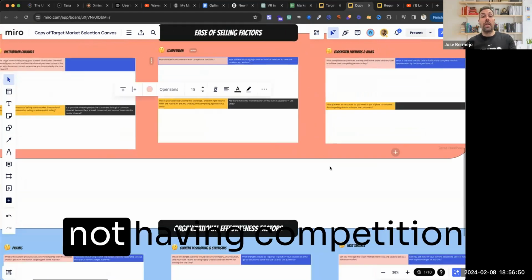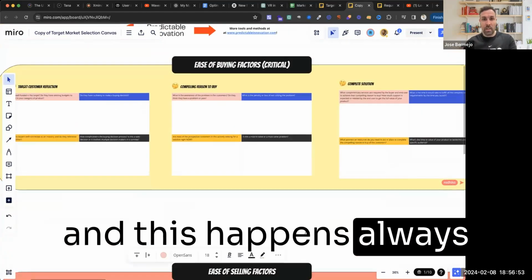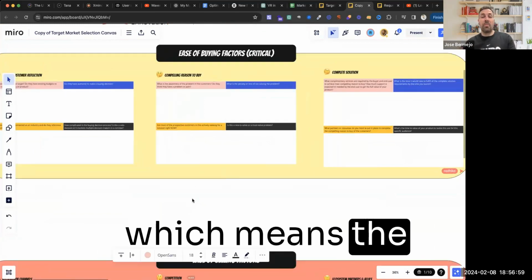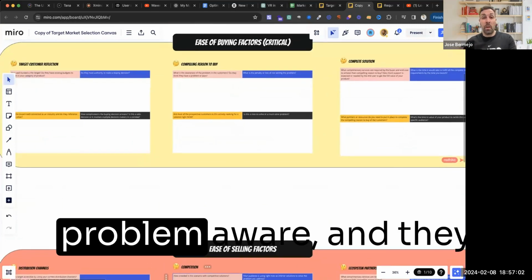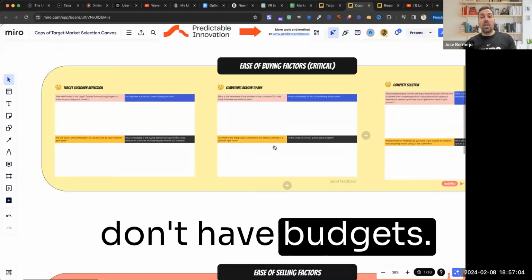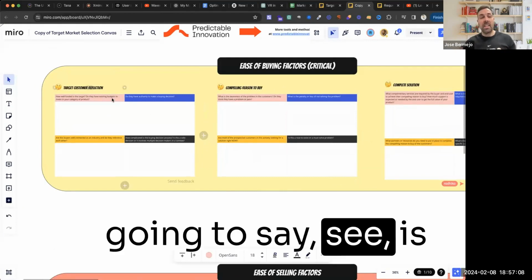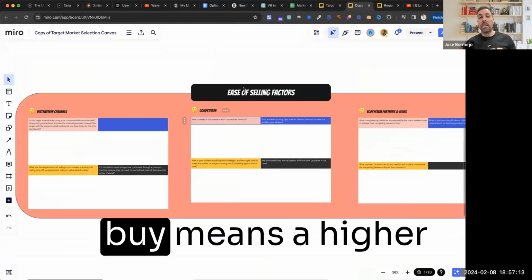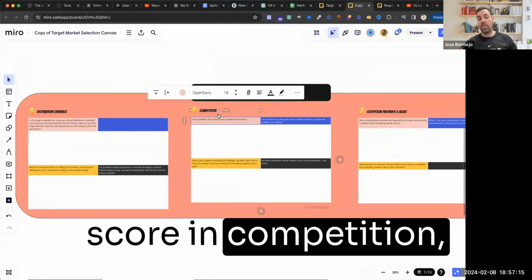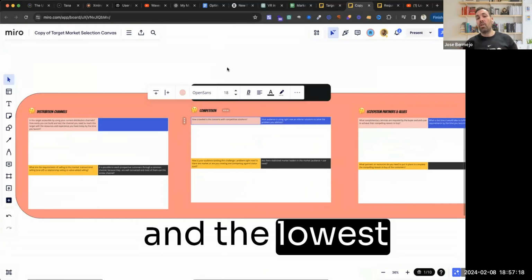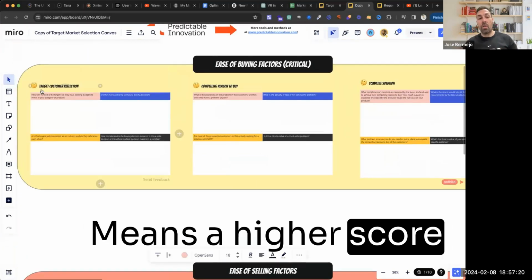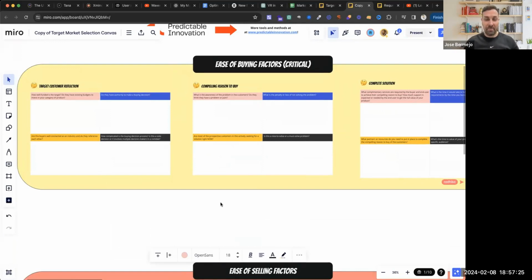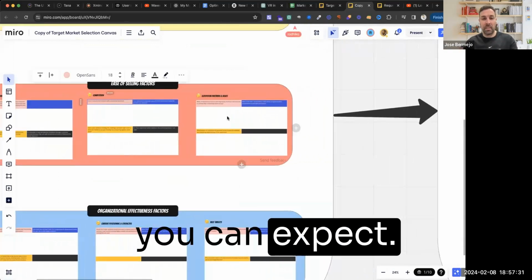But what is the low of not having competition? And this always happens. It means we are creating a category, which means the client is not problem aware and they don't have budgets, so there is no compelling reason to buy. Typically, what you're going to see is that a low scoring in target customer and compelling reason to buy means a higher score in competition. And the lowest score in competition means a higher score in target customer and in compelling reason to buy. That's typically what you can expect.